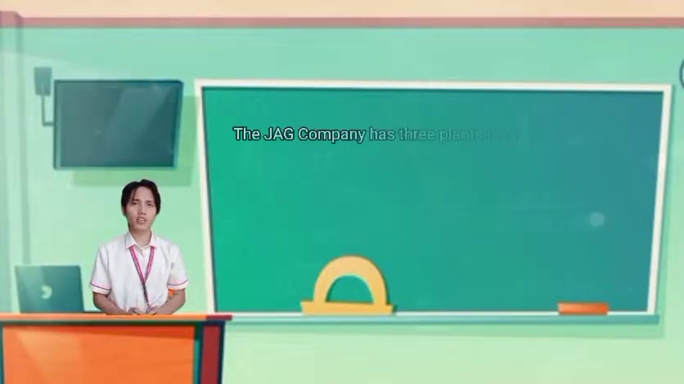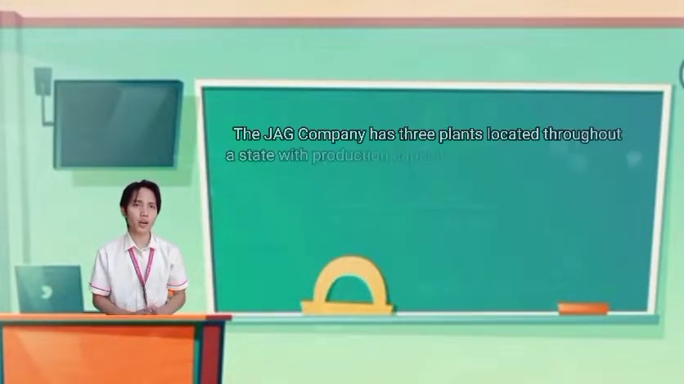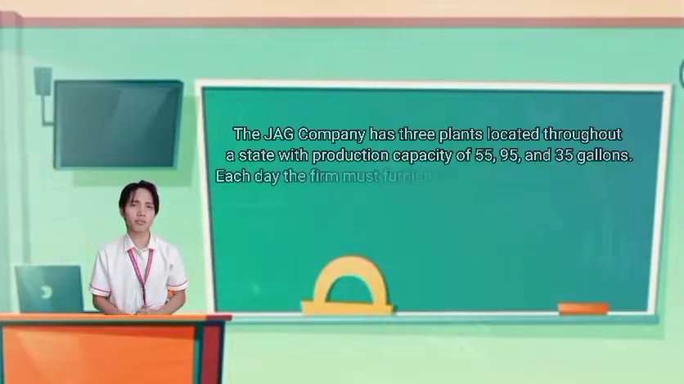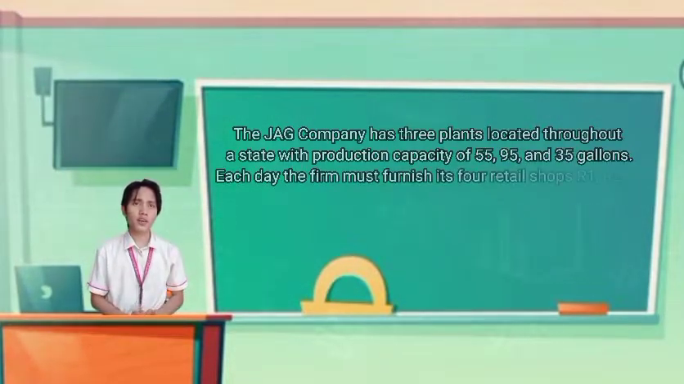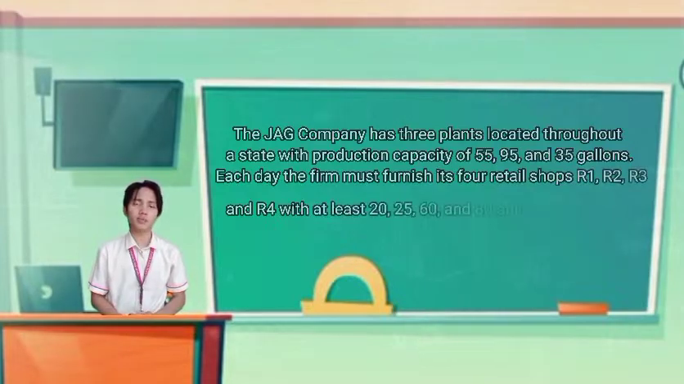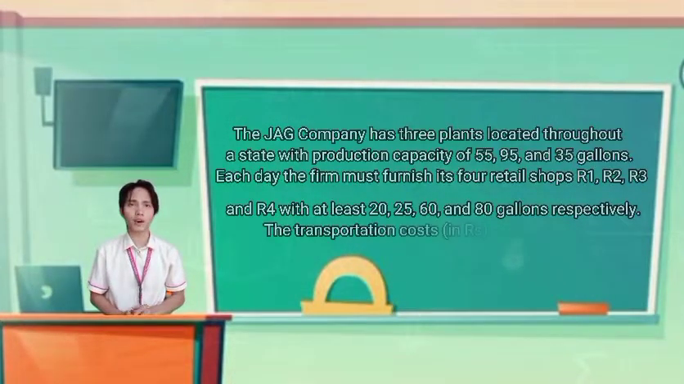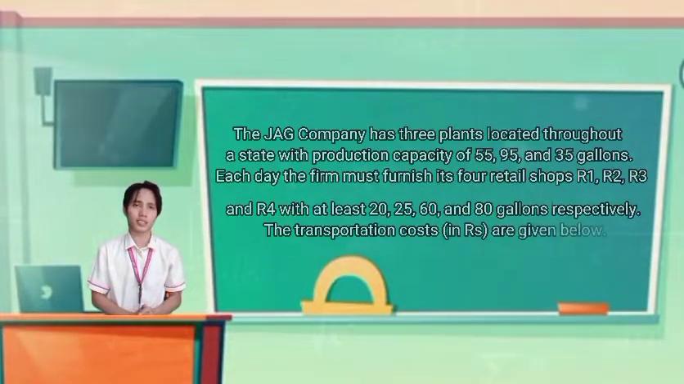For example, the jug company has 3 plants located throughout a state with production capacity of 55, 95, and 35 gallons. Each day, the firm must furnish its 4 retail shops, R1, R2, R3, and R4, with at least 20, 25, 60 and 80 gallons respectively. The transportation costs in RS are given below.